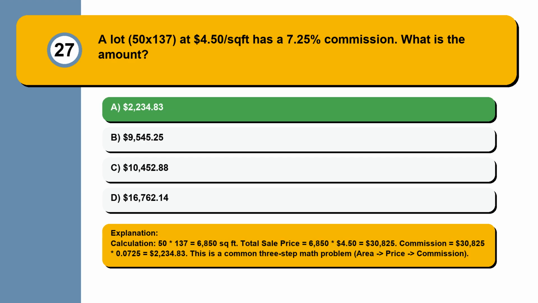Calculation: 50*137 equals 6,850 square feet. Total sale price equals 6,850 * $4.50 equals $30,825. Commission equals $30,825 * $0.0725 equals $2,234.83. This is a common three-step math problem: area, price, commission.